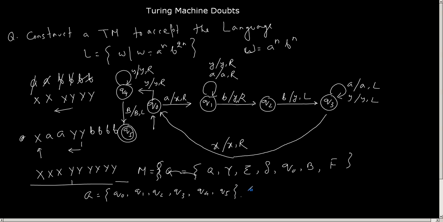Okay, what will be my alphabet set? Sigma is just A and B. What is my tape alphabet set? It will be A, B, X, Y, and capital B as the blank symbol. My starting state is Q0. Okay, so in this way you can define the transition functions also. The final state is Q5.